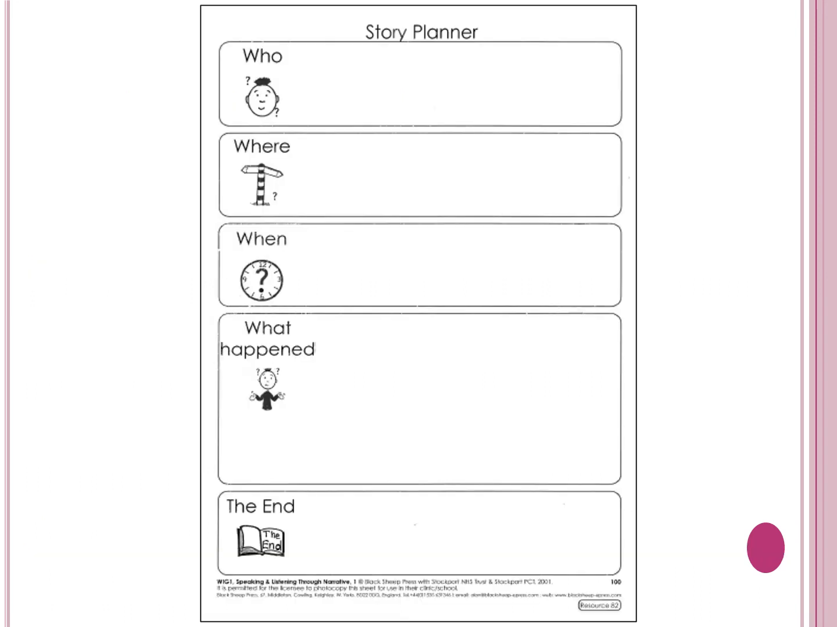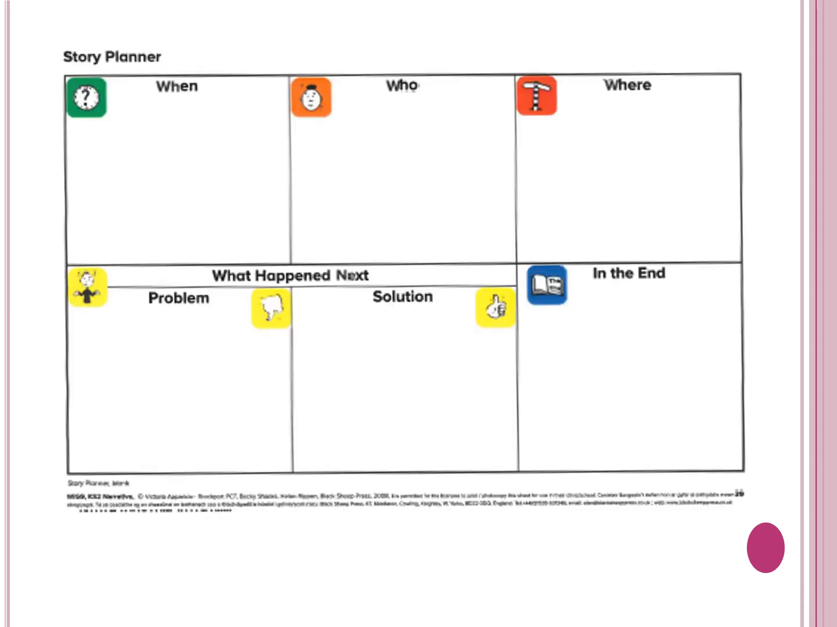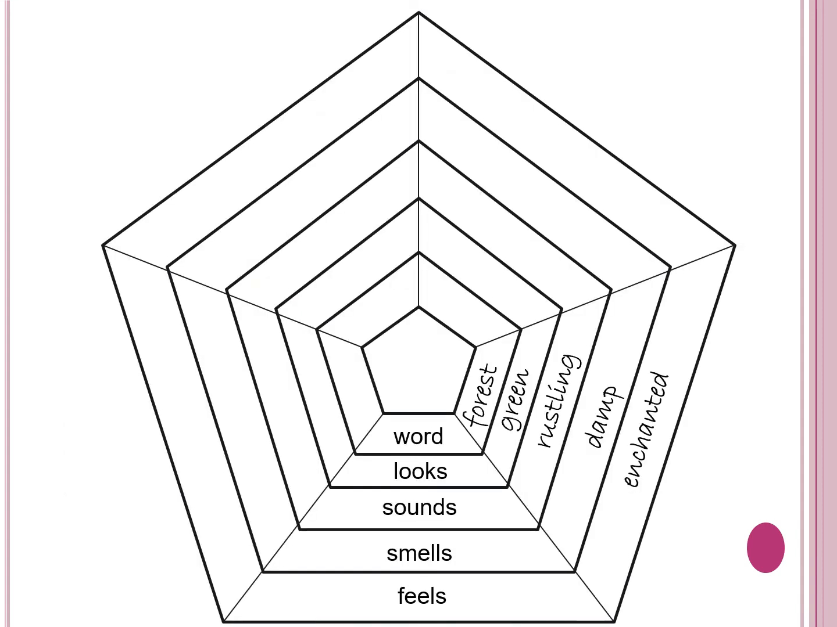Here is an example of a story planner. It can be used for spoken or written narratives. Here is another example of a story planner. This is an example of a spidergram which supports the use of adjectives. Here the word being explored is forest.